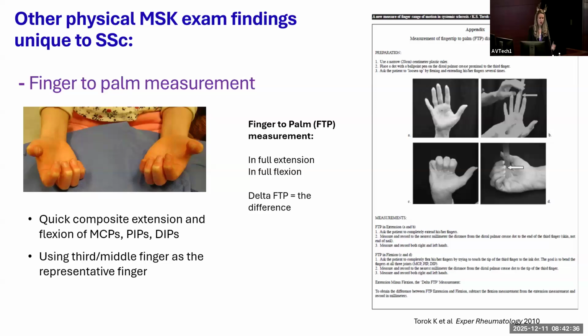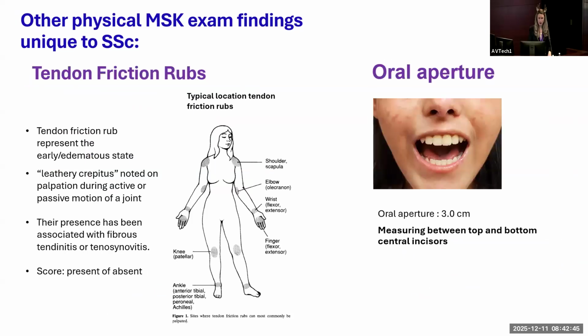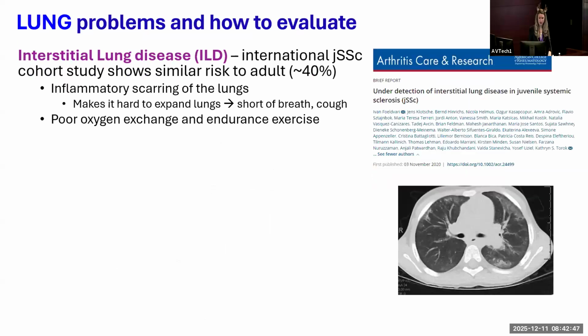I showed you guys briefly the finger to palm. This is just a measurement that we do. In the essence of time, I'm going to go over this a little faster. We talked about the oral aperture. So these are just clues to where things can happen.